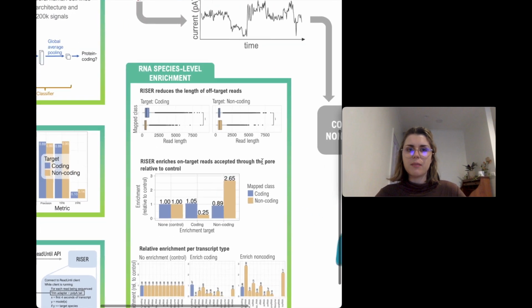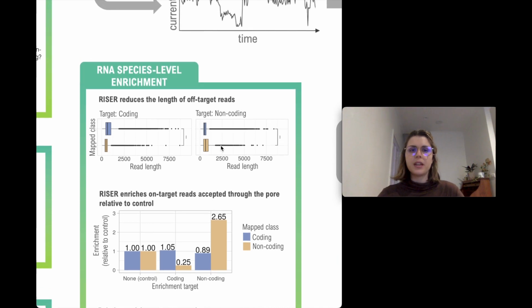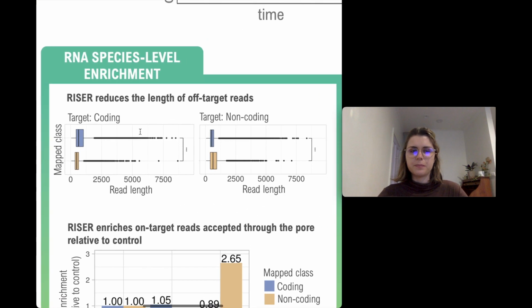So in terms of the enrichment that RISER is capable of producing, we have tested this using RISER during a live sequencing run in real time on a MinION device. So we ran the run and also RISER for 24 hours, and then we mapped the sequenced reads to the transcriptome. We found that RISER is able to effectively reduce the length of off-target reads, and you can see this here. So when the target was coding, the length of the coding reads was significantly different to that of the non-coding reads, and coding reads were much longer than non-coding.